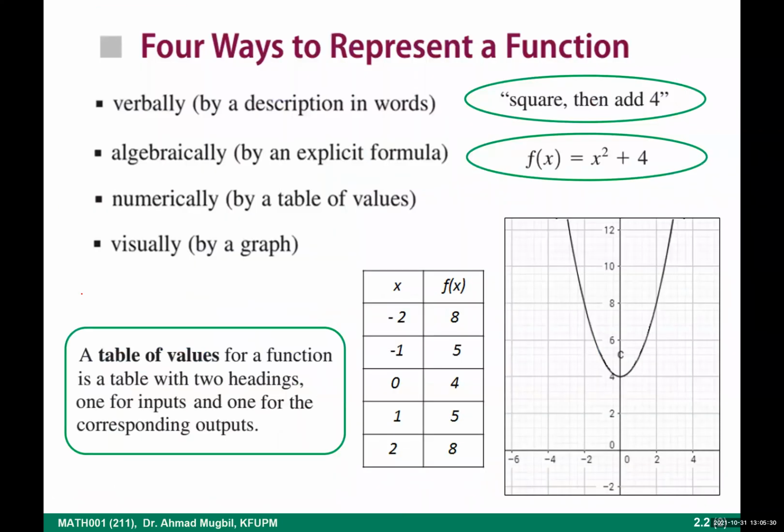Also, in the previous class, we mentioned that we have 4 ways to represent functions. We can use words, but usually we don't use words to represent functions. Or a formula, a rule, an equation. Usually we use this algebraic expression. And we can also use a table of values, numerical, and we can visualize the function by drawing the graphs. Today we will focus on these two, the graphs.